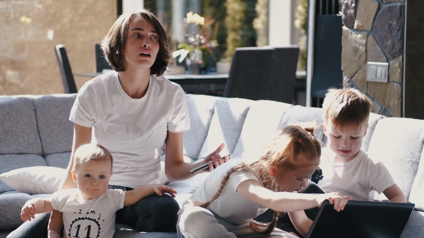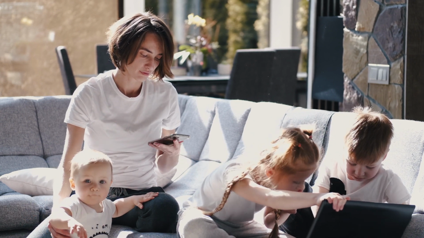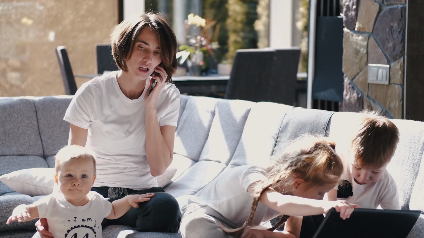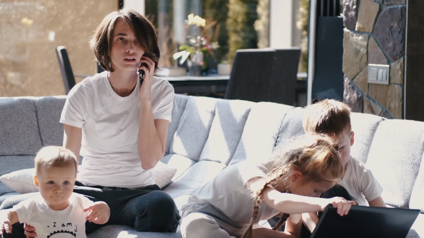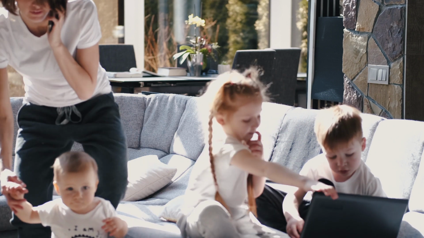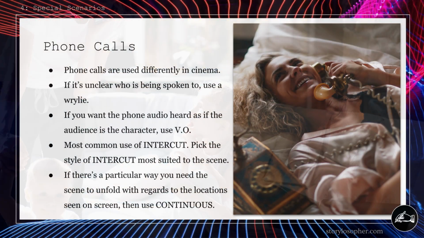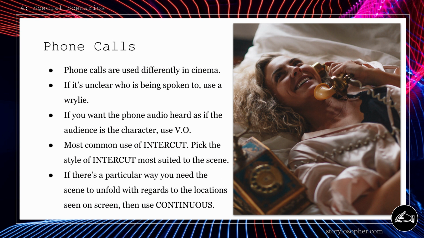Another thing to keep in mind with phone calls is that sometimes you might have somebody talking on the phone to somebody, but there are other people in the room. Just like in real life, you'll be talking on the phone, then hold the phone to yourself, turn to the person next to you and say, sorry, I have to take this, and then you turn back to the phone and keep talking. You don't want the reader to be confused about who is being spoken to. So if you want to distinguish who's being spoken to, then you would use a Riley.